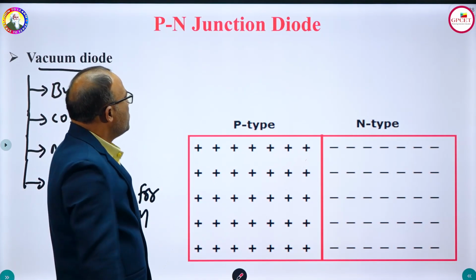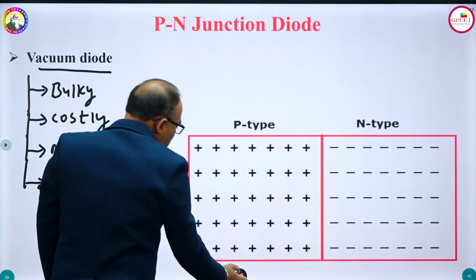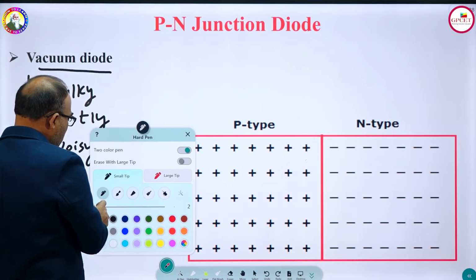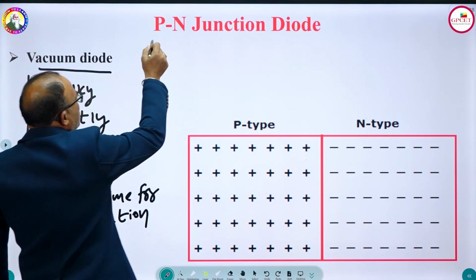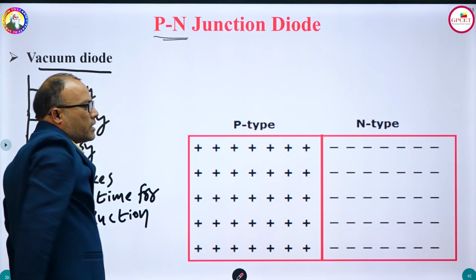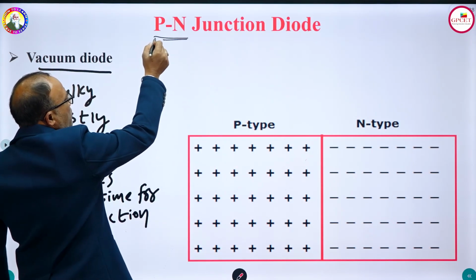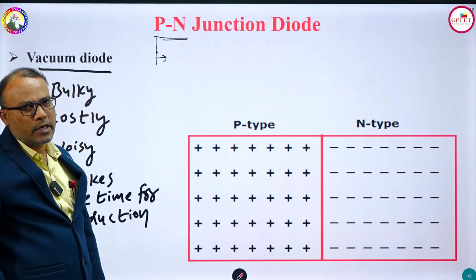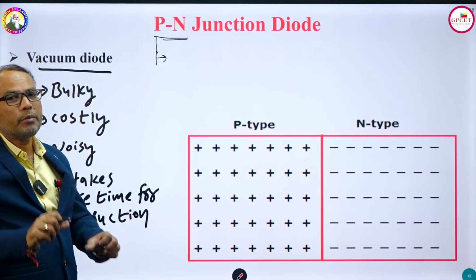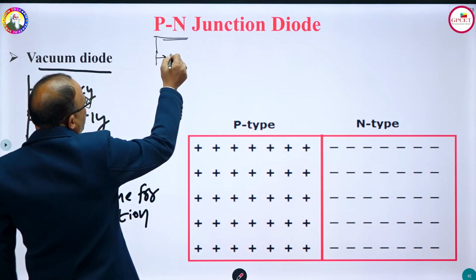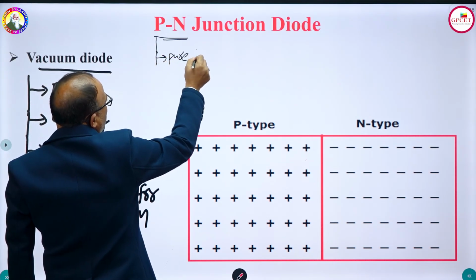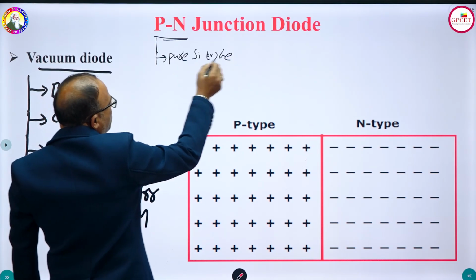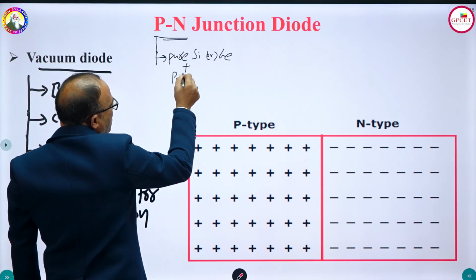So PN diode, the name itself tells you it is a combination of P-type and N-type semiconductors. So you can see here, this is a P-type and N-type. So what is P-type and how it is formed? A P-type semiconductor is formed by taking a pure silicon crystal or germanium crystal, and it is doped with the P-type impurities.